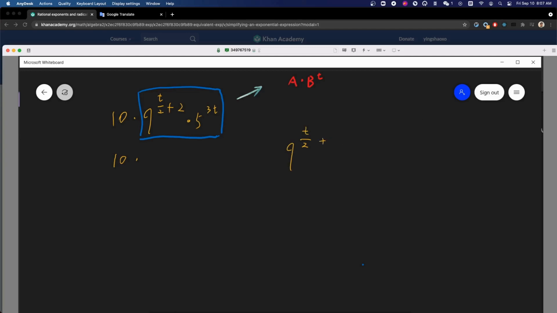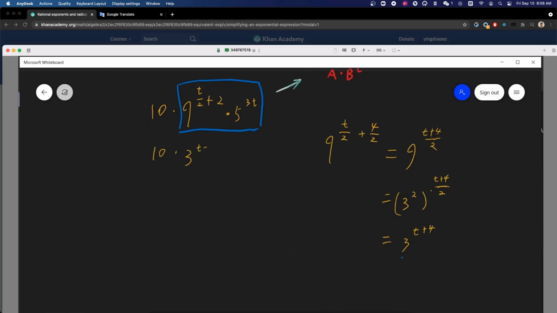We could rewrite the 2 as 4 over 2. Then it could just become t plus 4 over 2. And then let's say the 9 could be rewritten as 3 to the 2's power, and the whole stuff to the t plus 4 over 2. Then we could multiply the two exponents together. Then we get 3 to the t plus 4 power. Okay, in the end we could get something like this.